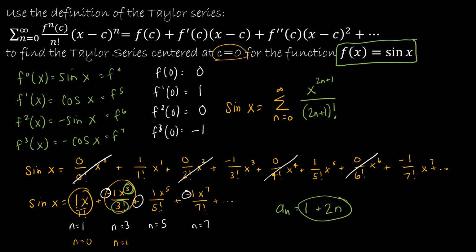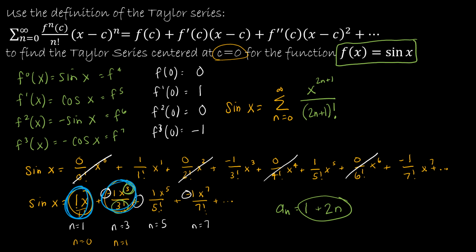If I chose n is 0, that would give me x to the 2 times 0 plus 1, so x to the first, and then 2 times 0 plus 1, 1 factorial. That gives me my first value. Let's look at my second value. My second value should be negative, and we'll deal with the negative in a minute, x to the third over 3 factorial. So if I plug in 1, x to the 2 times 1 plus 1 is 3, over 2 times 1 plus 1 is 3 factorial. So this part is spot on, and now we just have to look at the alternating negative.